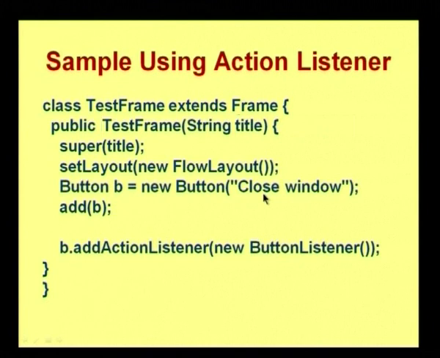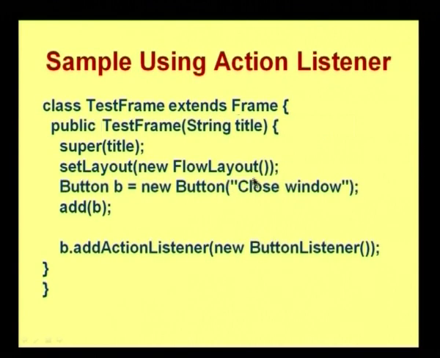Yesterday we saw that there are two methods: getSource and getActionCommand. getSource will give this name, that is B. Whenever I call getSource, it means this is the object name. Whenever I call the method getActionCommand, this close window command will be accessed through the method raised by the event of this particular button component.